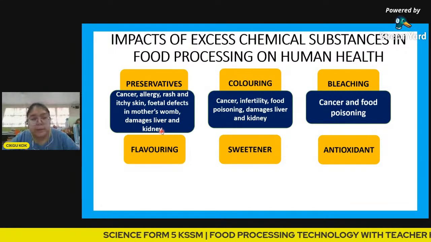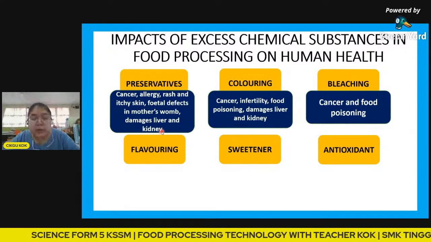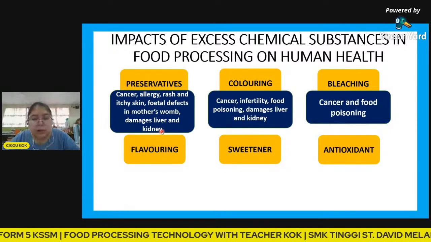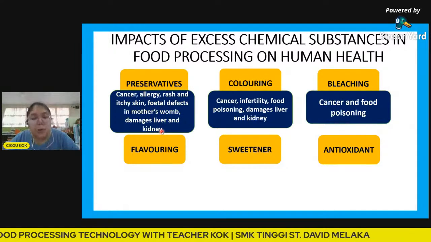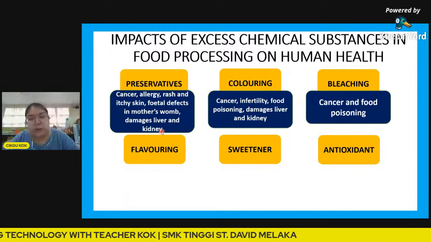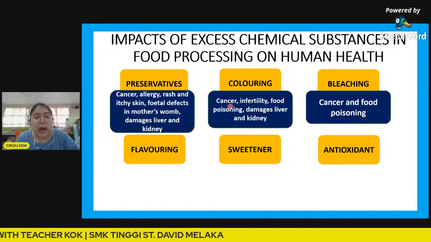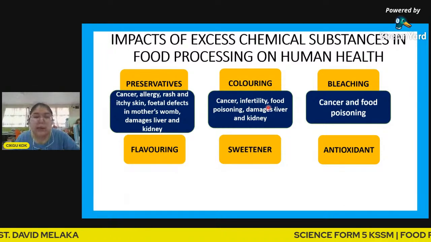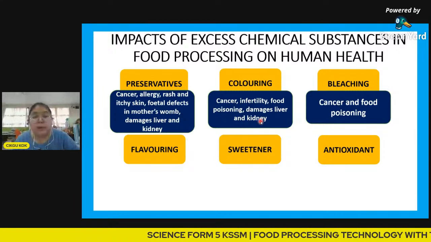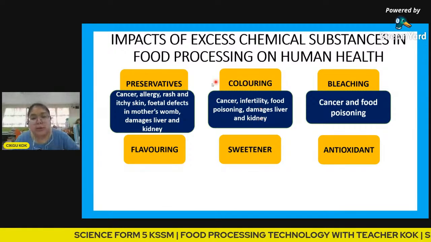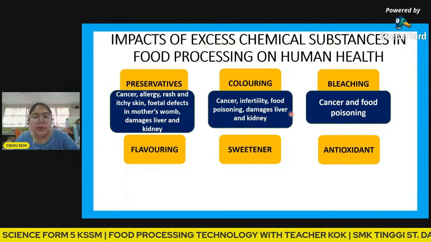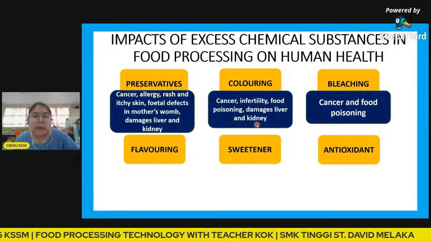Normally when you buy Maggi Mee, it has preservatives. The expiry date is how long? Two years or three years. That means inside there is more chemical substance. Number two, there's coloring. Coloring will cause cancer and infertility. After that, food poisoning, and damage to the liver and also kidney. So you see, chemical food normally damages the liver and also kidney.